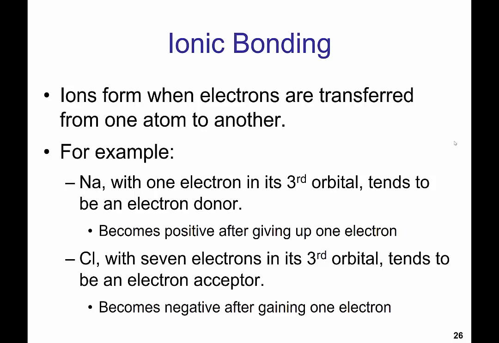And so it tends to be an electron donor. Thinking back to that octet rule, it's easier to give up 1 electron than to gain 7 more. So sodium tends to become positive after giving up this 1 electron. Chlorine, on the other hand, has 7 electrons in its 3rd orbital, so it tends to be an electron acceptor. And again, that octet rule: it's easier to gain 1 electron than to give away 7. So chlorine, if it takes up an extra electron, is going to become negative after gaining that 1 extra electron.